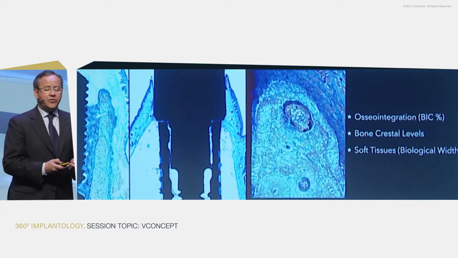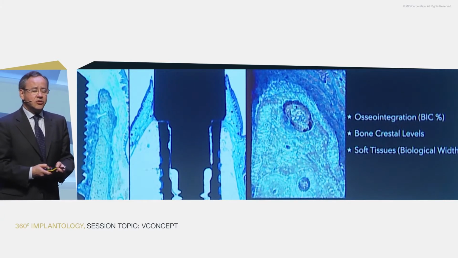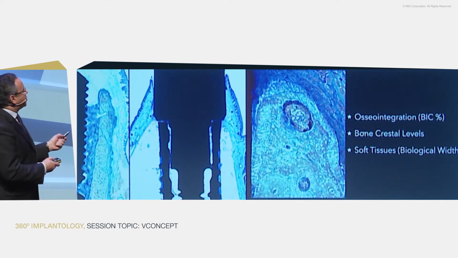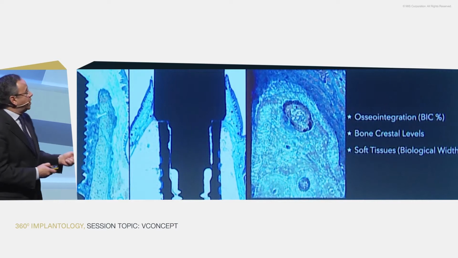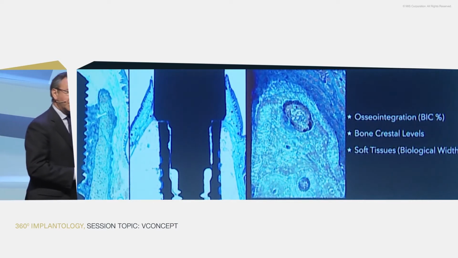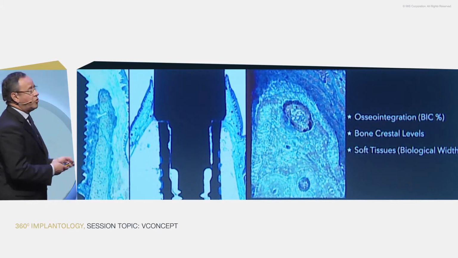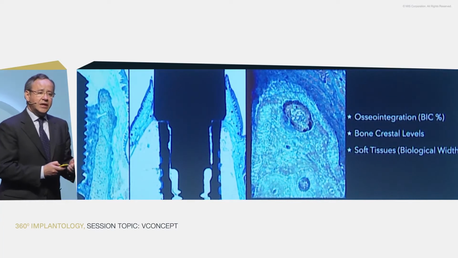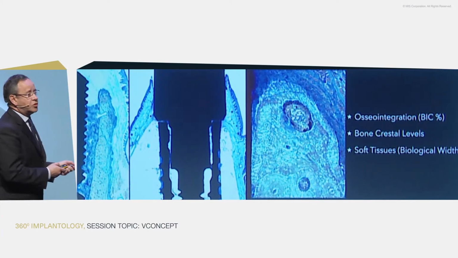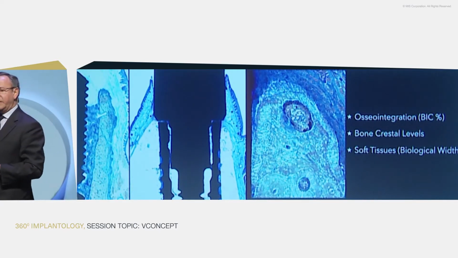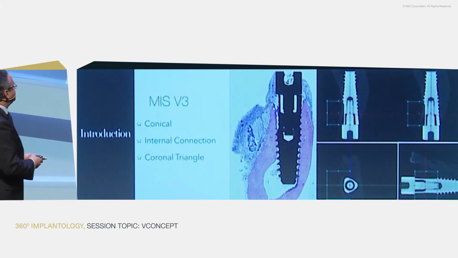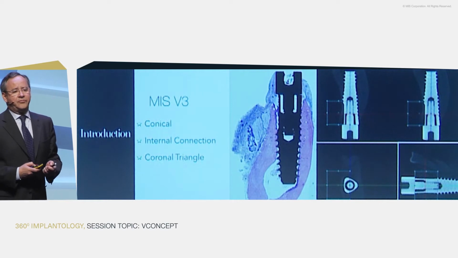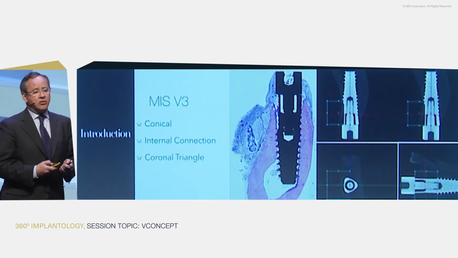And clearly, looking at different surgical protocols, when we have done the histological studies, the outcomes were similar. We again looked at the degree of osseointegration that is normally measured in percentage bone-to-implant contact. We have looked at bone crestal levels that, as you will see, we have to look at both vertically and horizontally. And we have looked again at the height and the width of the soft tissues. So this is what we have attempted now with a very innovative implant design, the V3 concept.